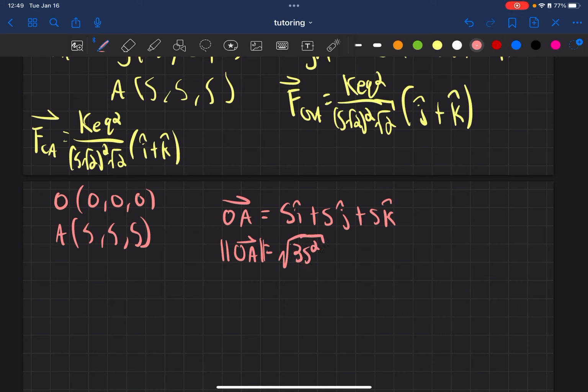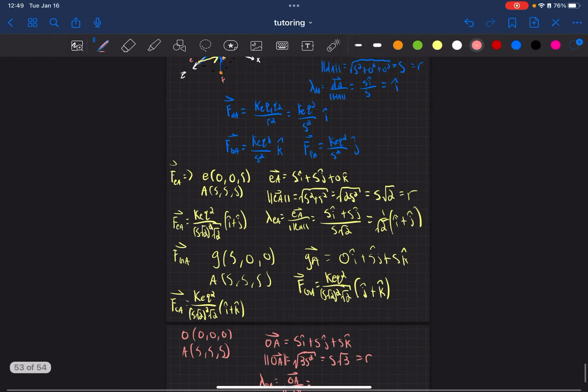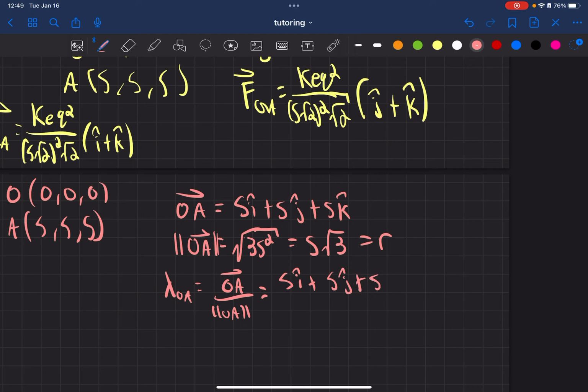This is S squared plus S squared plus S squared, 3S squared, which is S times the square root of 3. It's going to be equal to our R when we substitute it in. And then now we just need to find the unit vector, so the direction. So we're going to do OA over the magnitude of OA. You've done it before with all of these, but now it's just a little more complex. But S i hat plus S j hat plus S k hat all over S square root of 3.